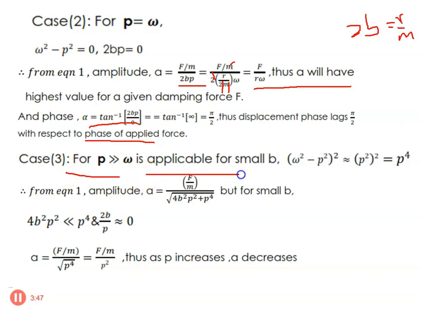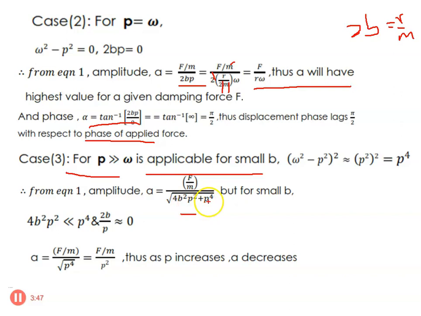The third part, p is very much greater than omega. This is applicable for small b, that is, for a small resistance value. So omega square minus p square is approximately, that minus sign will get plus, so p square the whole square, that is equal to p power 4. Substitute in this equation: F by m square root of 4b square p square plus omega square minus p square the whole square, that omega will be cancelled, so p power 4 will be there. So 4b square p square is very much less than p power 4.